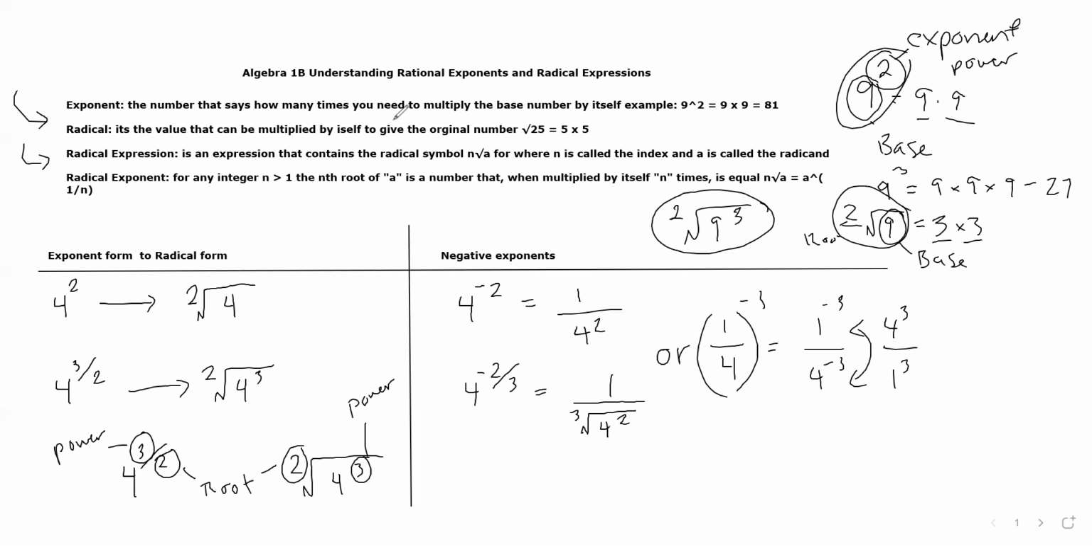All right, a radical exponent. For any integer n greater than 1, the nth root of a is a number that, when multiplied by itself n times, is equal to a. In other words, what it's really trying to say is that there are two different forms for radicals. It's something called exponent form and something called radical form.